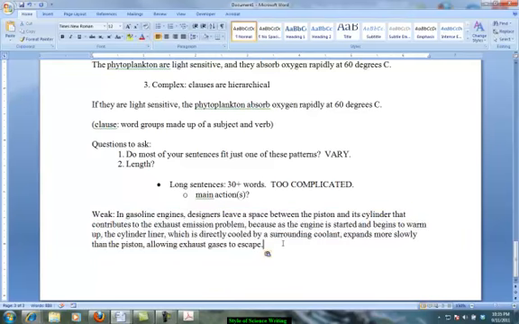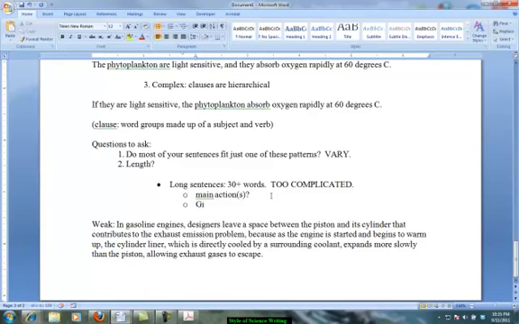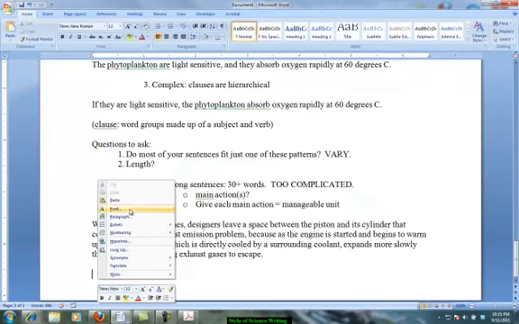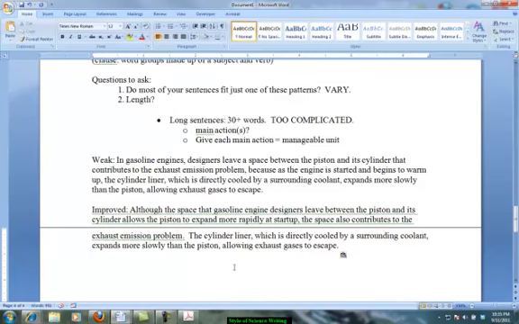Oh my gosh. So, what we do is we look for the main action, the main ideas, and see if we can break this one sentence up into, I don't want to say shorter sentences, I want to say manageable units. So, you look for the main action, and you give each main action its own sentence or its own manageable unit. How about that? So we're talking science. We can talk all sciencey. Manageable unit. So check out this one. This is the improved one.